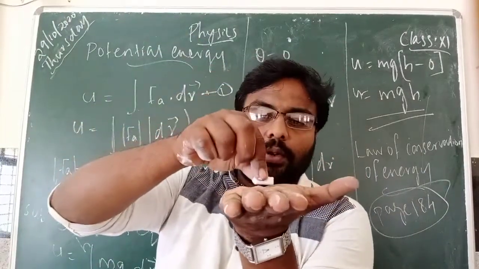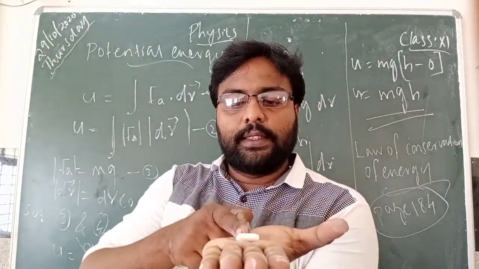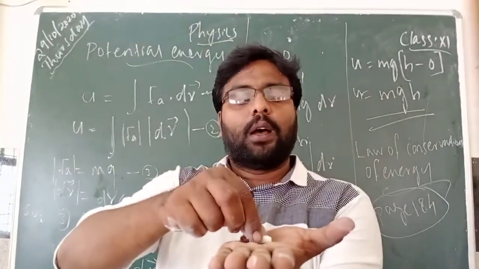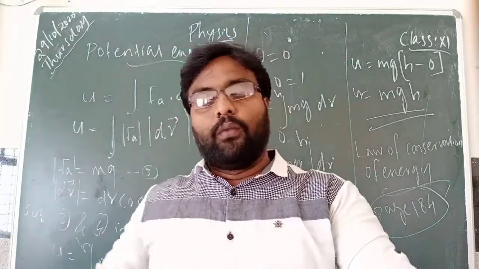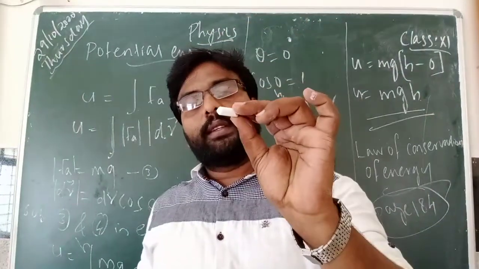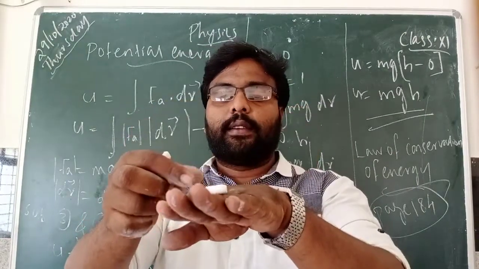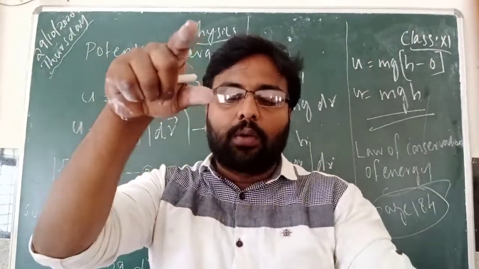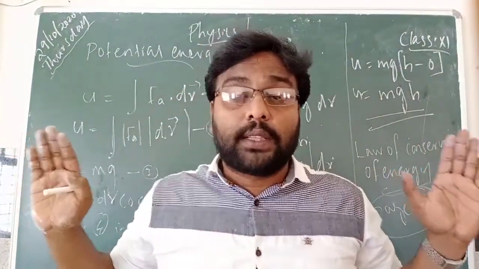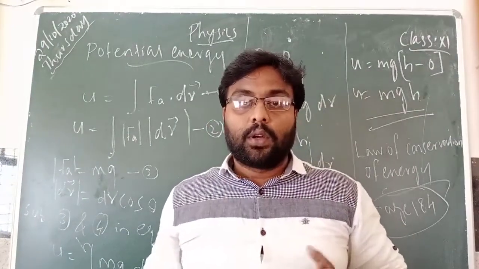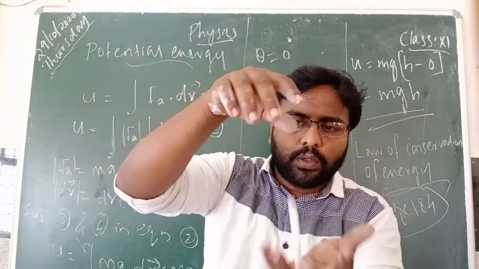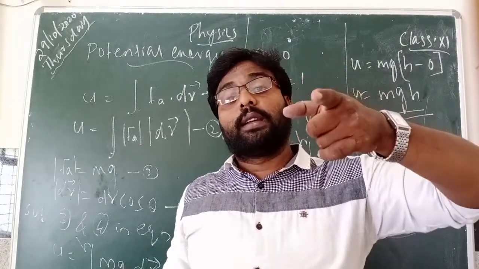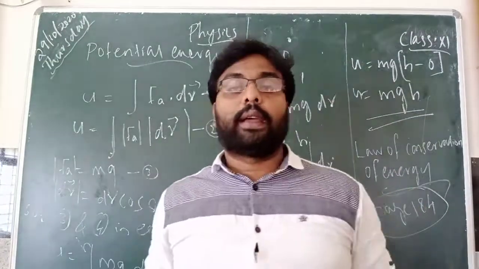You see, now the chalk is in this position. It possesses some potential energy. Now I am throwing this downward. When it is in its position, it possesses potential energy. When I throw it down, it is moving. Moving means what type of energy it possesses? Kinetic energy. So the potential energy is changed to kinetic energy.